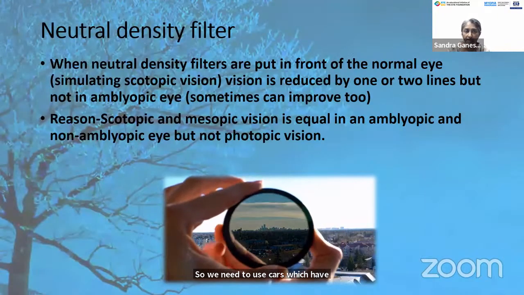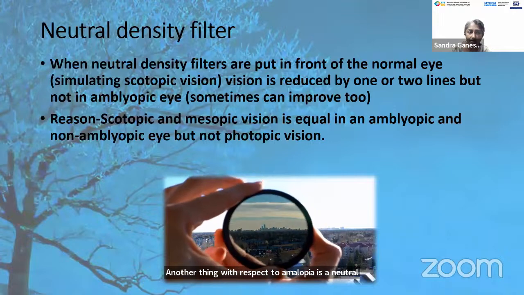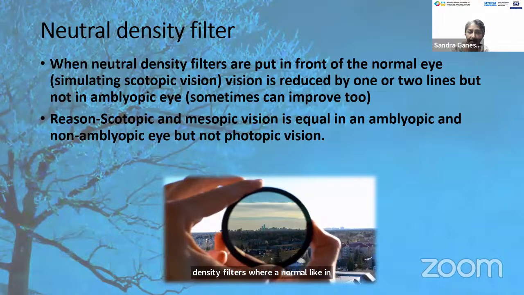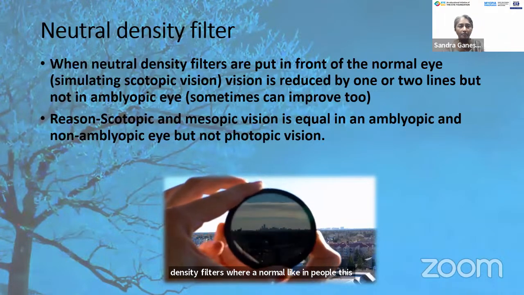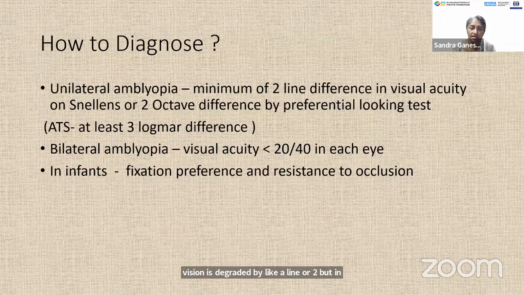Another thing with respect to amblyopia is the neutral density filters, where in normal people, vision is degraded by a line or two, but in amblyopic eyes, you do not find a similar decrease with the neutral density filters. So how to diagnose?